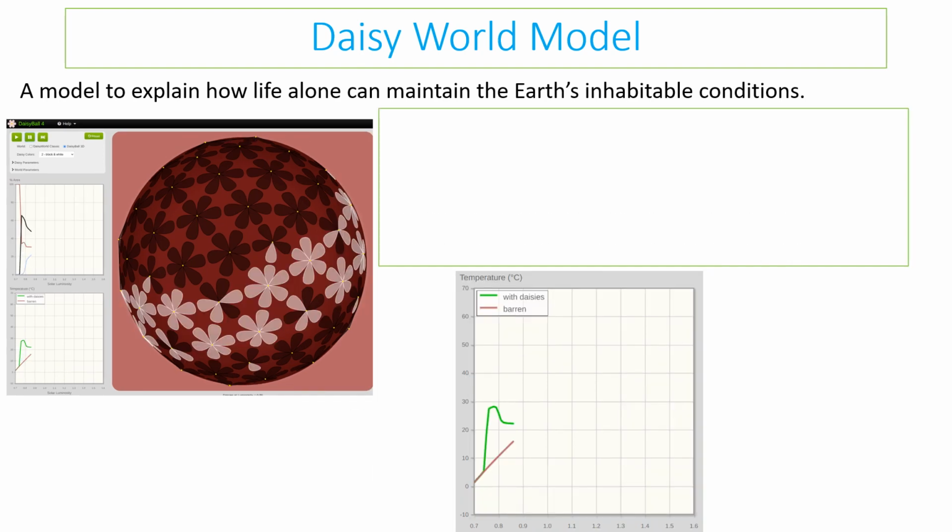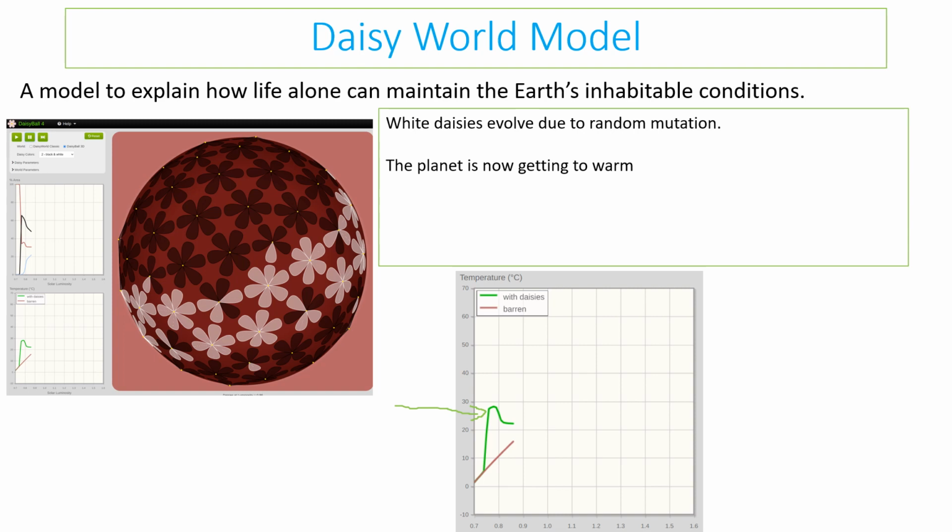Over time, a mutation occurs, and white daisies evolve because they outcompete the other ones. The reason they outcompete the other ones is that white daisies reflect heat. So as the Earth's temperature starts to get high, and you can see here with just black daisies, the Earth temperature hits a peak just below 30 degrees, starting to get too warm. The white daisies are able to survive because they reflect the heat.